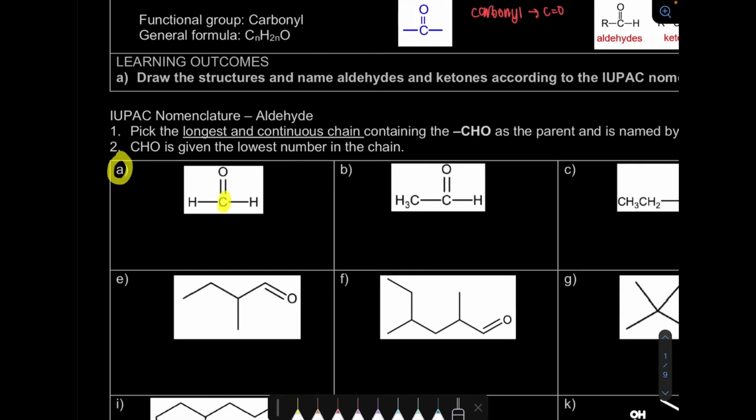Let's look at question A here. We only have one carbon, so it would be methane, but because this is an aldehyde, it becomes methanal. This is your IUPAC nomenclature, but the common name is formaldehyde. Example B, this is an aldehyde. How many carbons are there? We have 2. So instead of ethane, it becomes ethanal, and the common name for it is acetaldehyde.